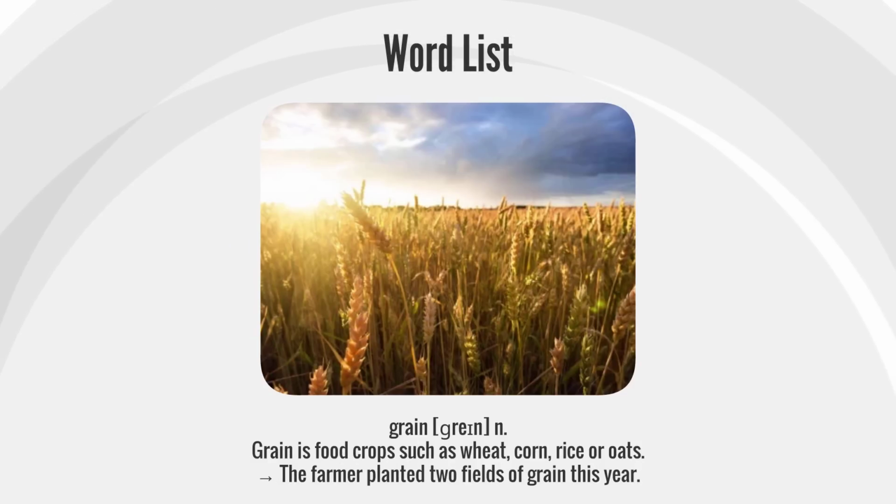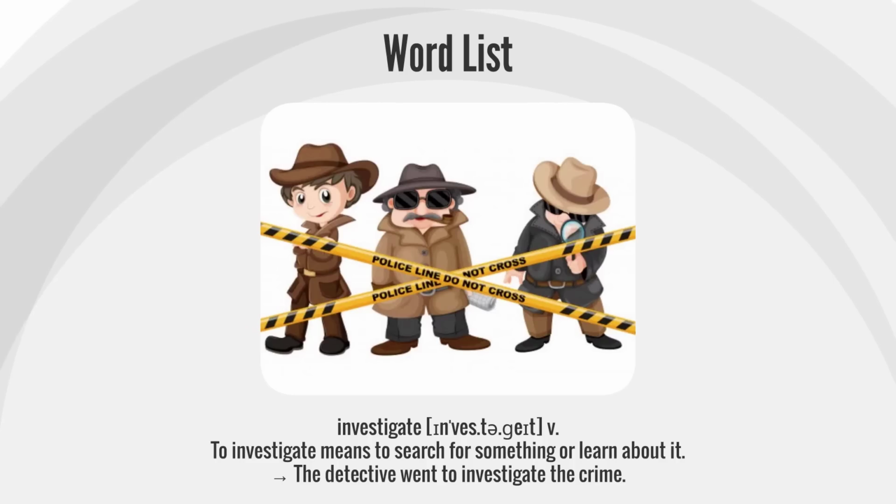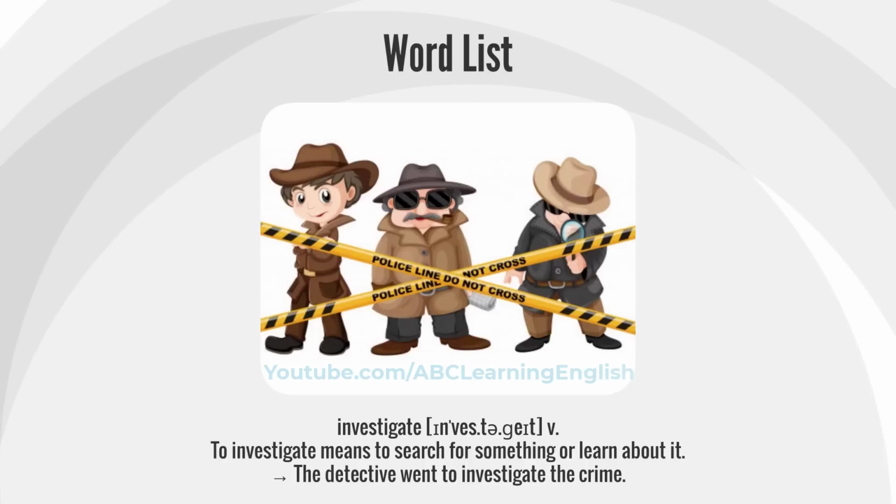Grain. Grain is food crops such as wheat, corn, rice, or oats. The farmer planted 2 fields of grain this year. Greet. To greet someone means to meet and welcome them. When my friend came over, I greeted him at the door. Investigate. To investigate means to search for something or learn about it. The detective went to investigate the crime.